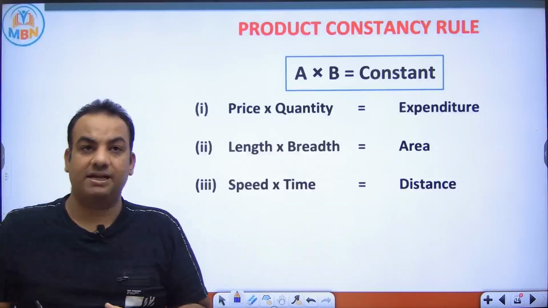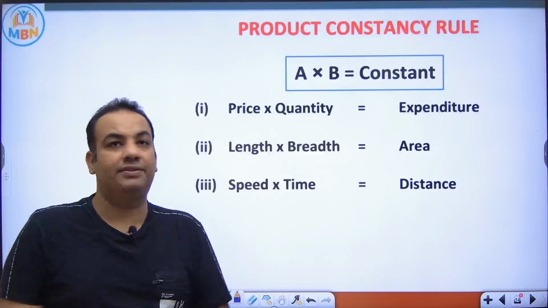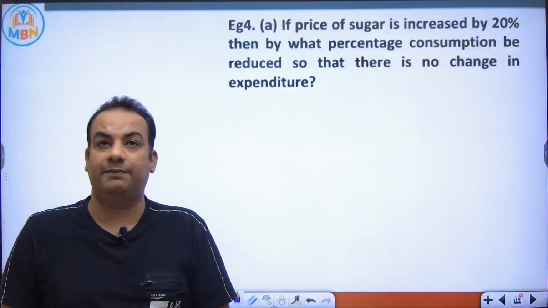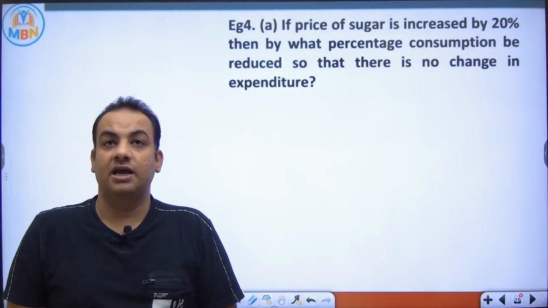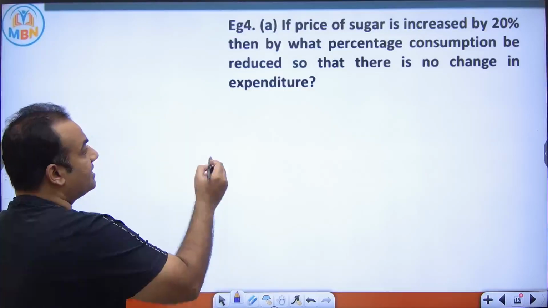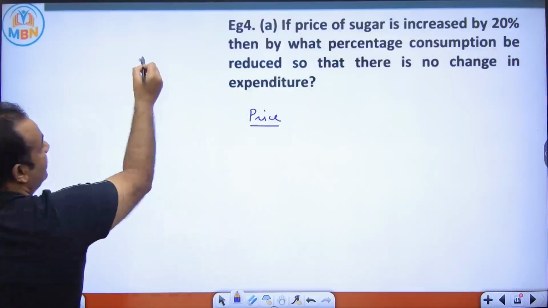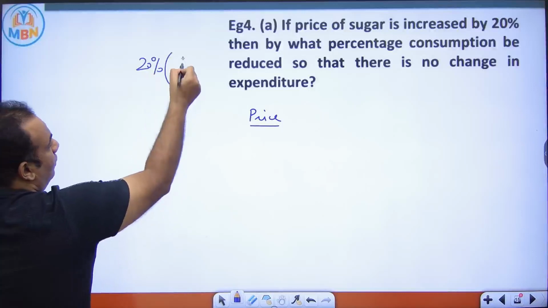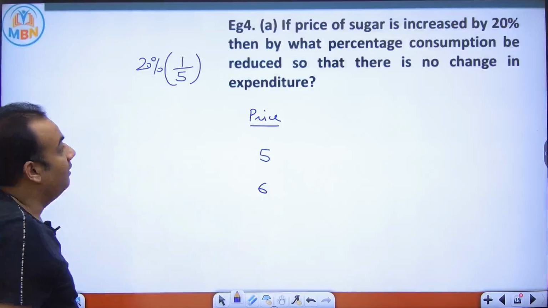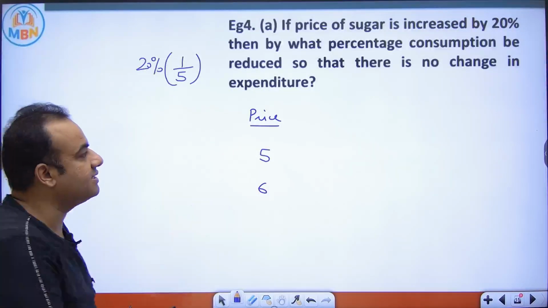So the next concept is based on product constancy. How will it be used? I will tell you with an example. See this. If the price of sugar is increased by 20%, then by what percentage should consumption be reduced so that there is no change in expenditure? Now they are saying that the price is increased by 20%. As soon as I see 20%, what comes to my mind? 20% is 1 by 5. So it means if the price was 5, it becomes 6. When the price is increased by 20%, that is 1 by 5, from 5 it becomes 6.